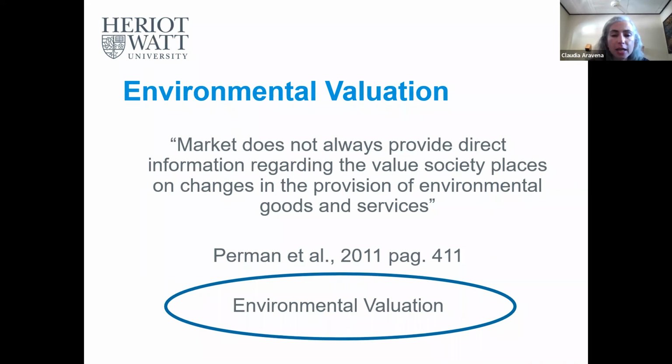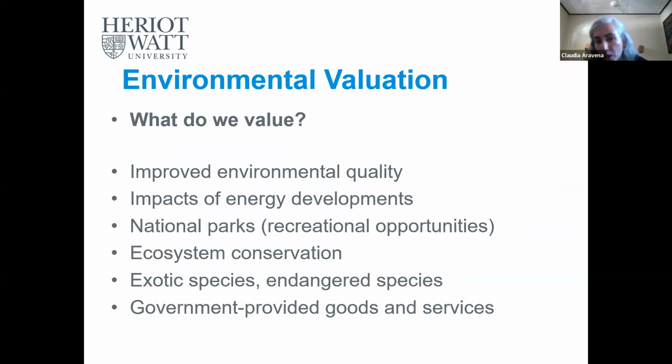Okay, so then what happened? We saw how to use a market approach to value this externality. However, the market does not always provide direct information regarding the value that society places on changes in the provision of environmental goods and services. This is taken from Perman et al., his book on environmental economics. Therefore, because these markets do not provide this direct information, we need to apply environmental evaluation techniques to get the value of the damages, so we can design appropriate policy instruments.